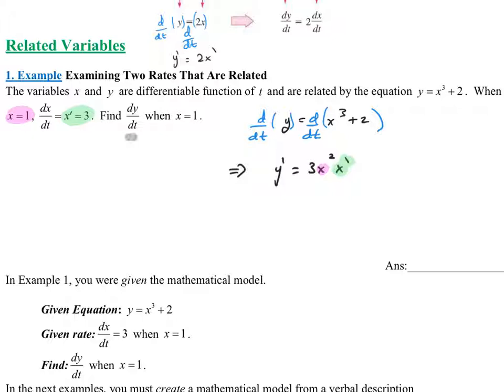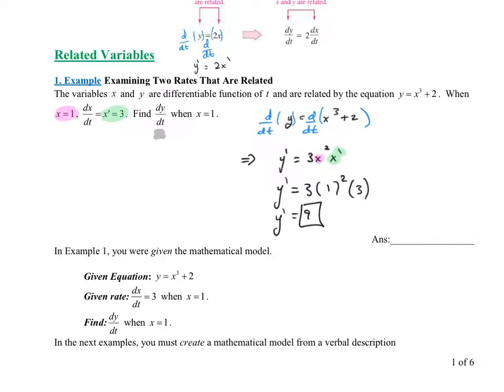That allows us to solve for dy dt, which is y prime, what they asked for, by plugging in those numbers. So we'd have y prime equals 3 times x, which is 1, squared. And then we know that x prime is 3, so multiply that times 3. 3 times 1 squared times 3 would be 9. So dy dt would be 9. Again, we don't have units on this problem. It's not a real-world problem, so we don't need to label this. But that's it. That's all you would do. Take the equation. Once you have the equation, take the derivative of both sides, plug in the given information, solve for what they want.